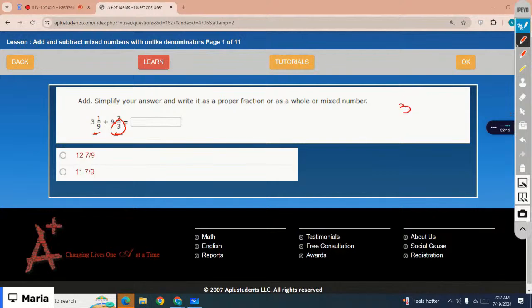We know that 3 times 3 is 9. So you need to multiply this fraction by 3. Only the fractional part, not the whole number part. This is the whole number part. So multiply this by 3. That is 2 times 3 and 3 times 3. This fraction is now 9 whole 6 over 9. Now both the fractions have the same denominator. You can add them.